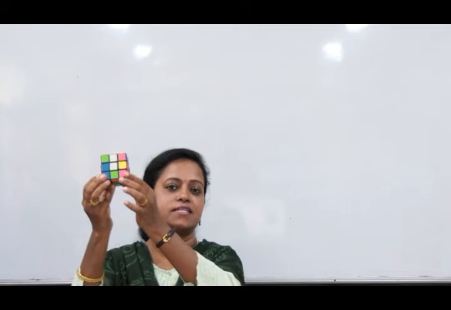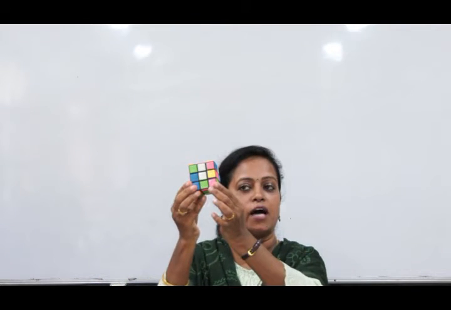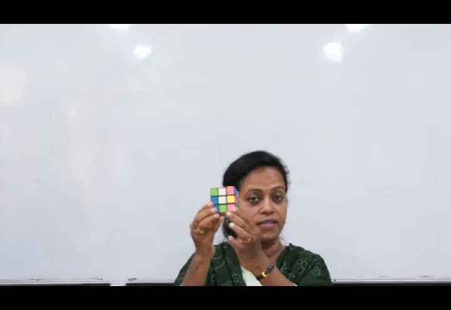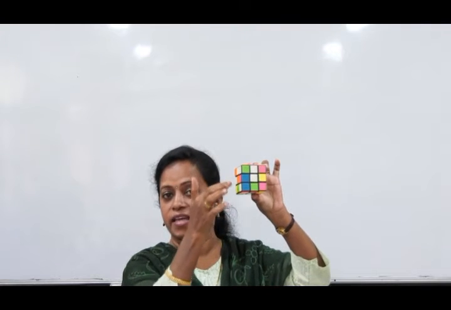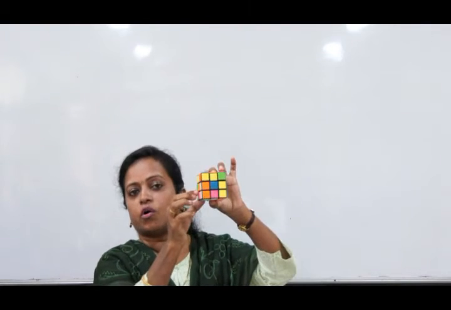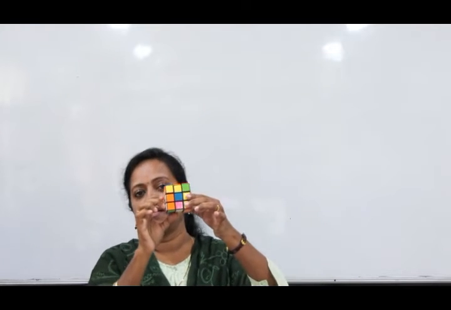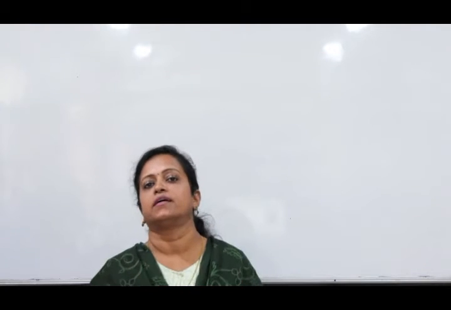What is this? This is a Rubik cube. After seeing this, you may wonder whether it is a square. No, it is not a square. You can see the 3 dimensions, that is the length, breadth and the height. This is called a solid shape, that is the cube. So children, don't confuse yourself with a square and a cube.